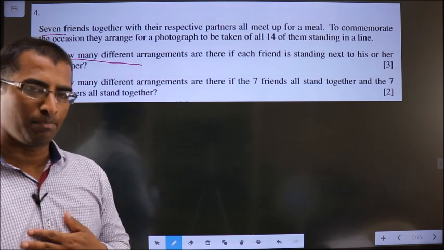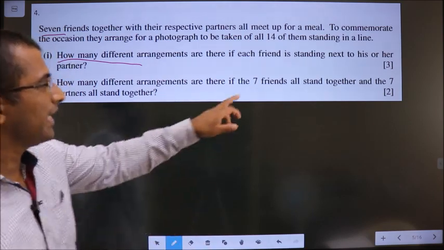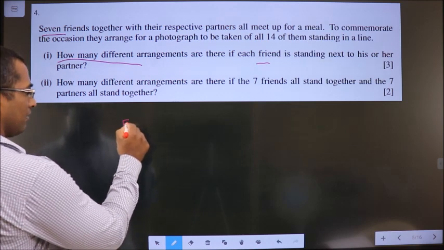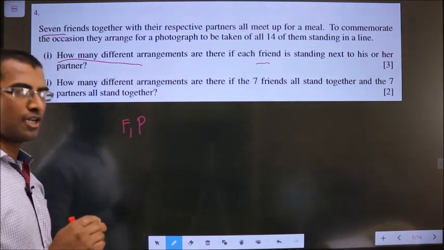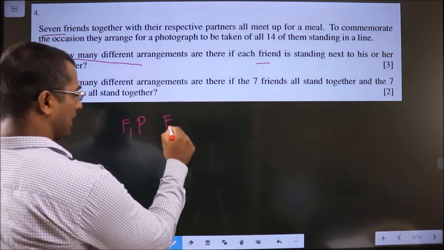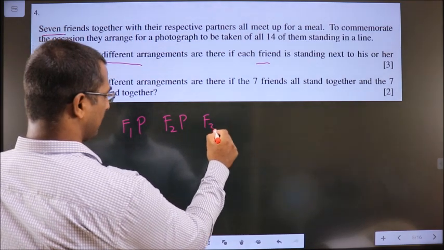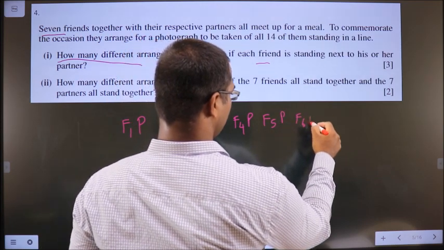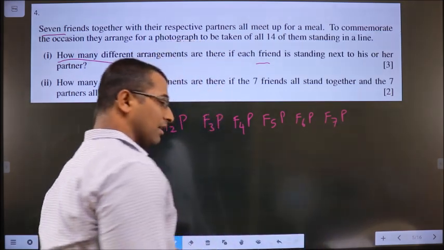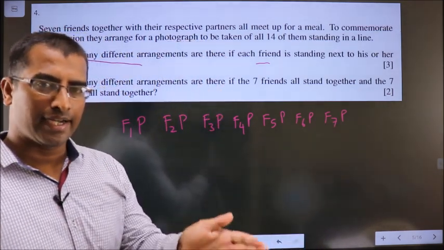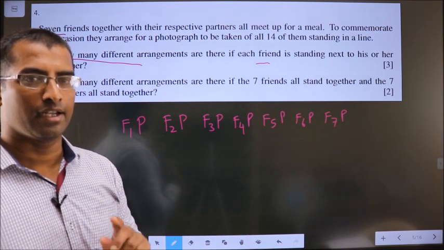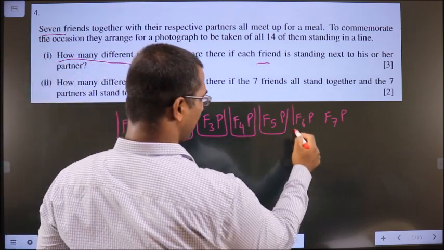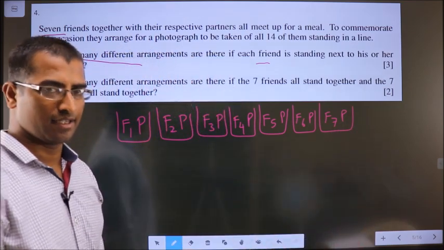The condition that I should make sure is always satisfied is each friend is standing next to his or her partner. Let us say friend 1 should be beside his or her partner. Same way friend 2 should be beside his or her partner. Same thing with friend 3, friend 4, friend 5, friend 6 and friend 7. To make sure that a friend is beside his or her partner, I should consider them to be one unit. I should consider each as one unit. Only then I can make sure that they are always beside each other.